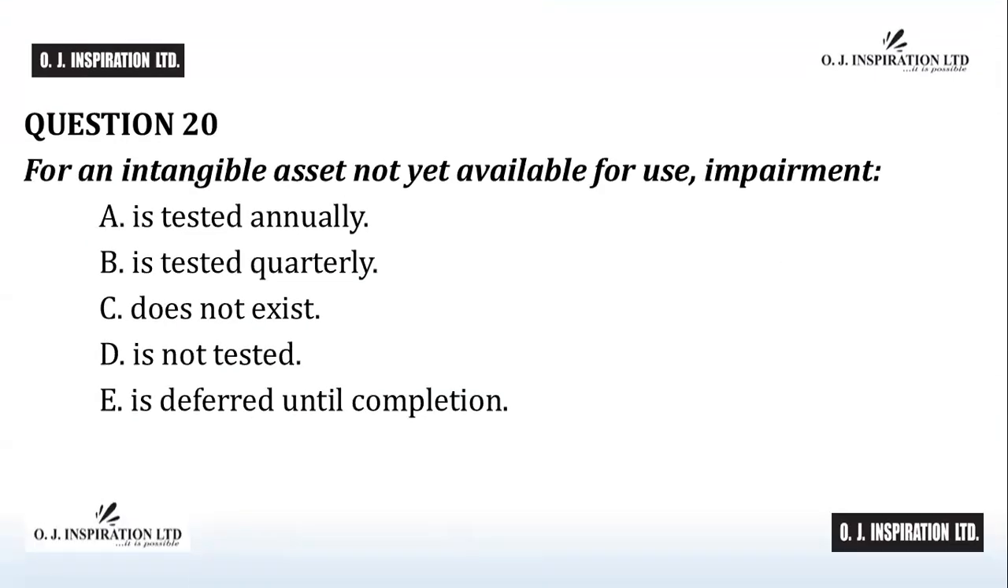Question number 20. For an intangible asset not yet available for use, impairment A is tested annually. B is tested quarterly. C does not exist. D is not tested. E is deferred until completion. Time counts. 10 seconds gone. 20 seconds gone. Time up. We proceed to review the answers.